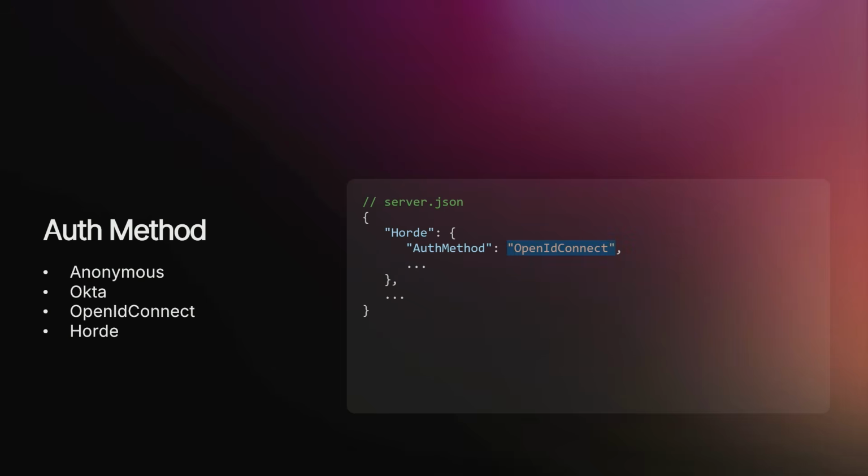So starting with the auth method, we have 4 options. Anonymous, which means no authentication. Okta, if we're specifically using that provider. OpenID Connect for any other provider. And then Horde, which is the built-in provider. Here we're going to pick OpenID Connect.